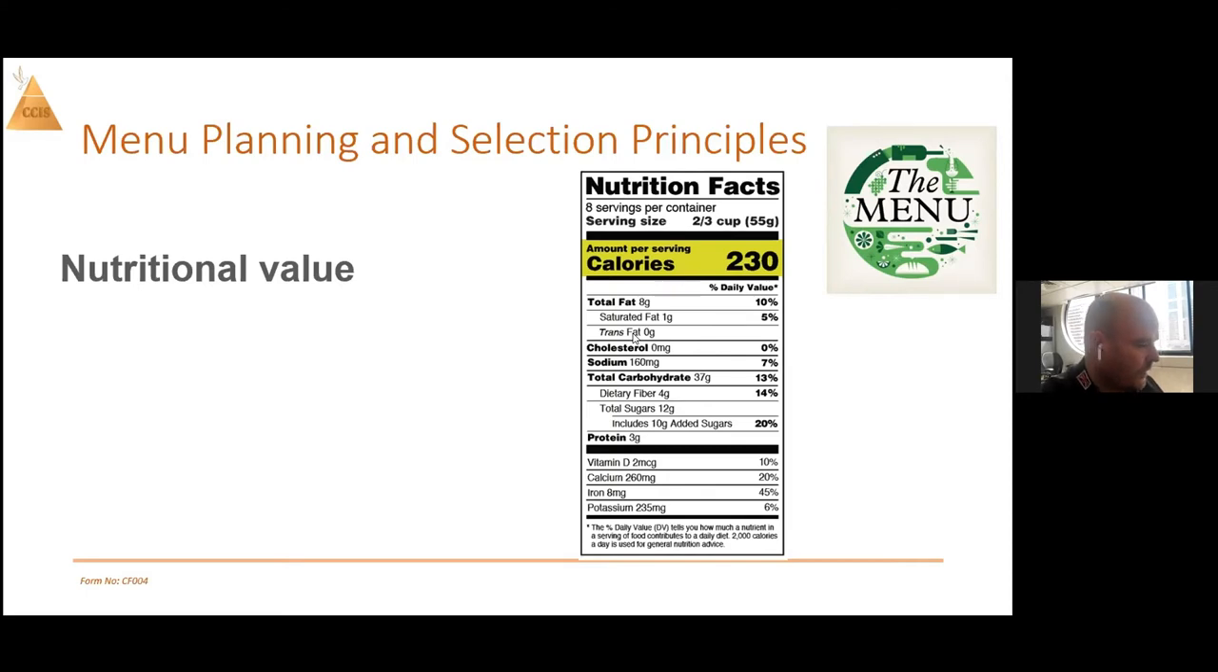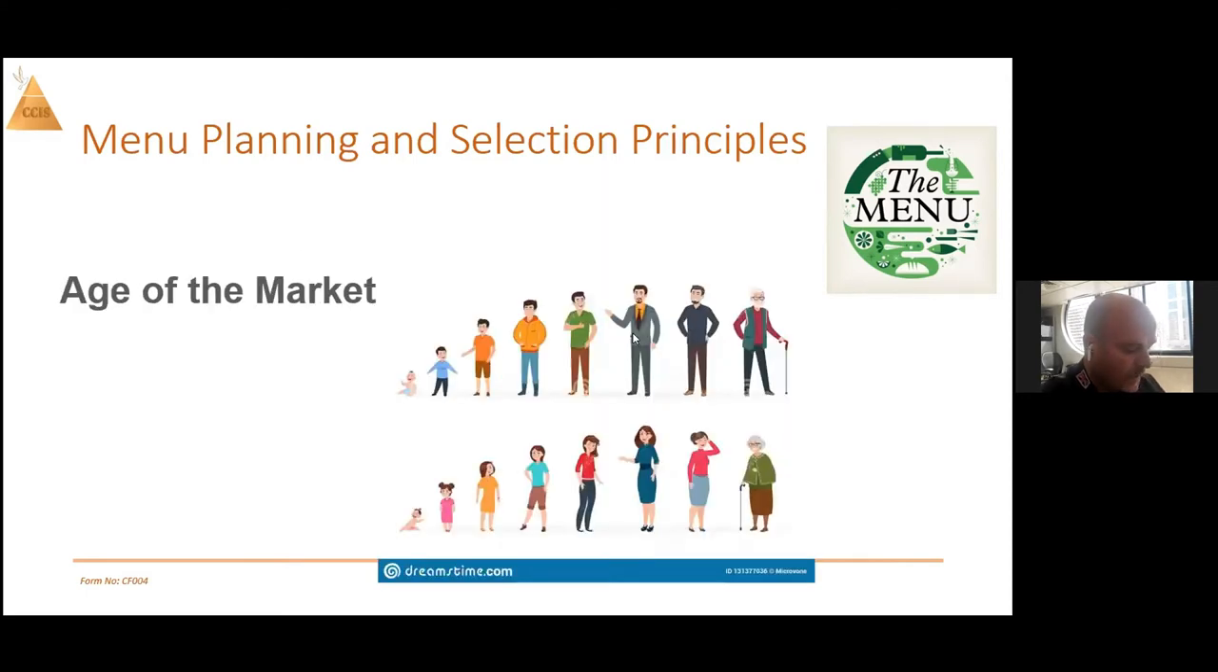Okay. Next one is age of the market. We also have to think about who we are actually making this menu for. Are we cooking for babies in a school? Are we cooking for children, young adults, mature adults, people that are older, people that are very much aged? Because that's going to determine how much energy they need, how much protein they need. Is their body building, or is it basically just maintenance?